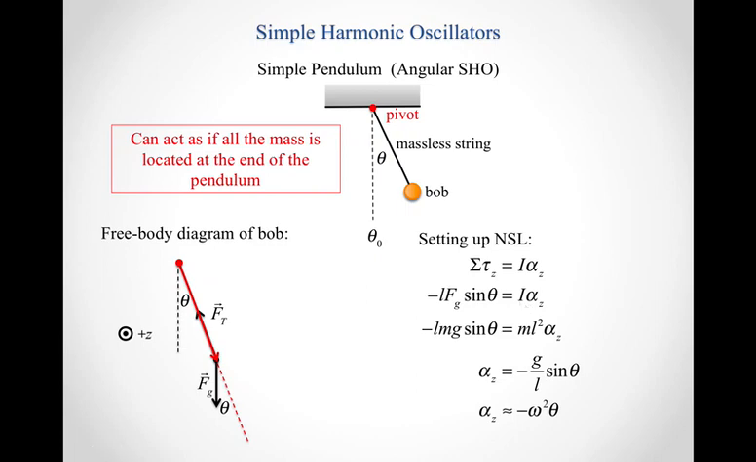Because I can treat the pendulum bob as a point mass, I know that its moment of inertia is going to be given by the mass times the perpendicular distance from the mass to the pivot, and that's just the length of the string, and that gets squared. So I've got mL squared times the z component of the angular acceleration. So here's what I get when I set up the rotational version of Newton's second law. When I solve that for the z component of the angular acceleration, what I get is negative g over L times the sine of theta.